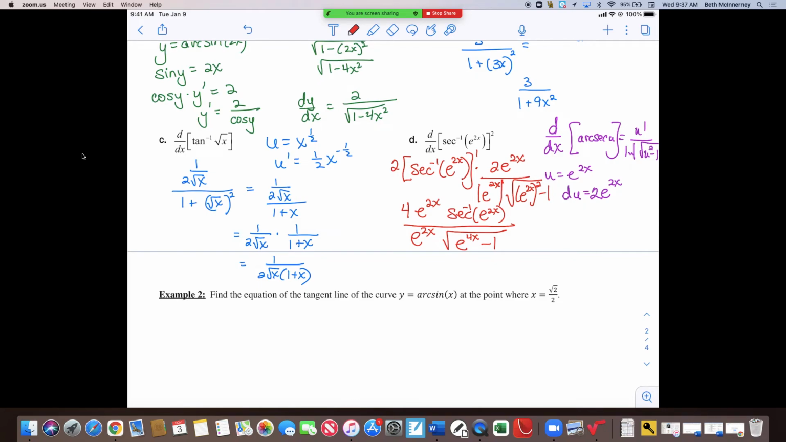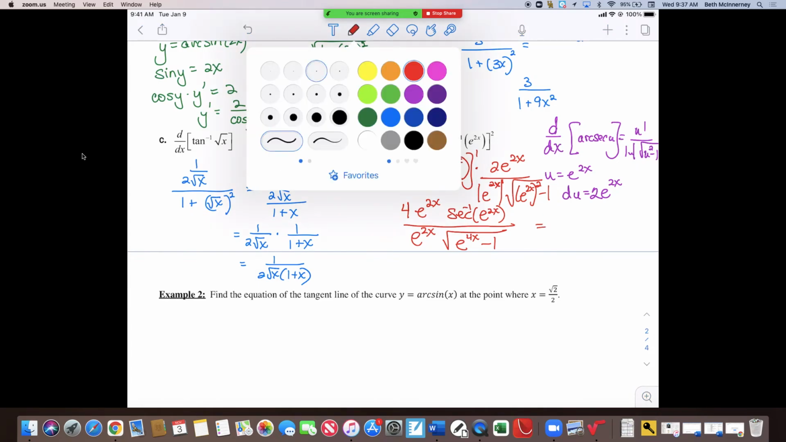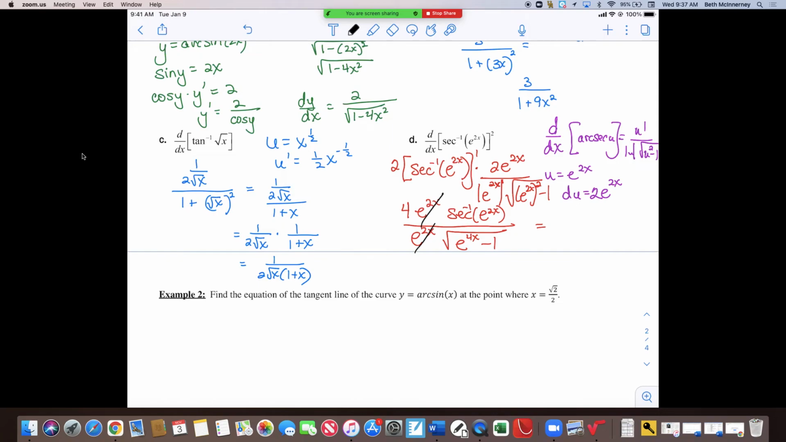Oh, yeah. Let's do that. So I have an e to the 2x in the top and the bottom. Yeah, I did that on my paper. If you can reduce, we reduce. There we go. Nice catch.